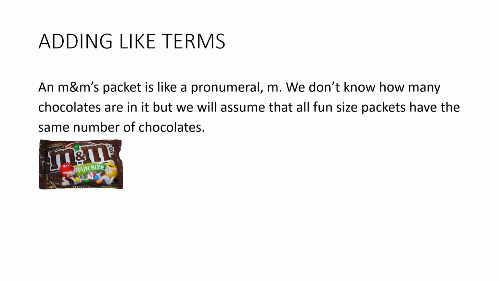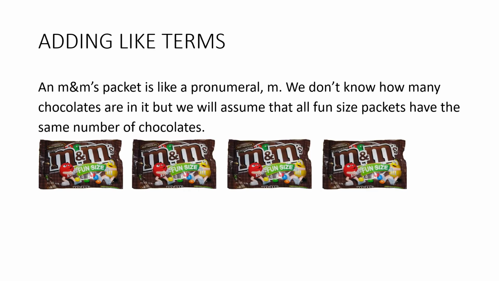All right, we're going to go back to our concrete materials, but this time we're going to look at chocolates, which is a lot more fun, isn't it? An M&M's packet is like a pronumeral m. We don't know how many chocolates they have, but we're going to assume that all of the fun-sized packets have the same number of chocolates. So what have we got here? I'm hoping you're telling me that we have got 4m. 4 lots of m. Remember, we don't write the times sign.